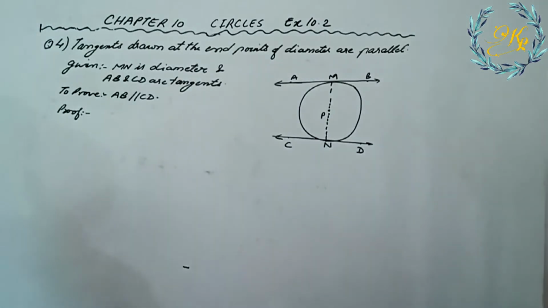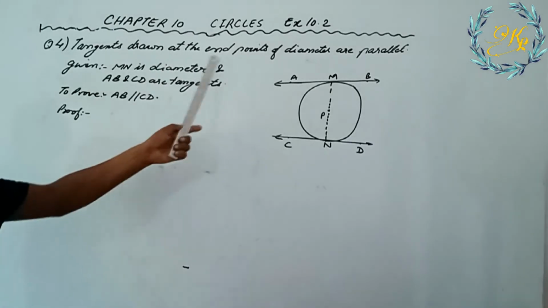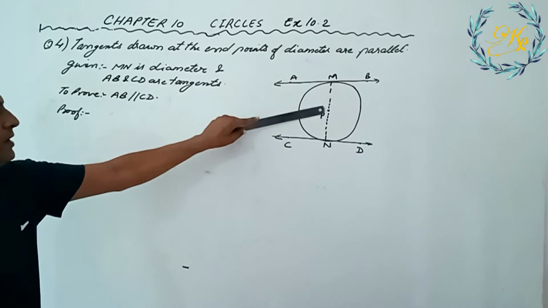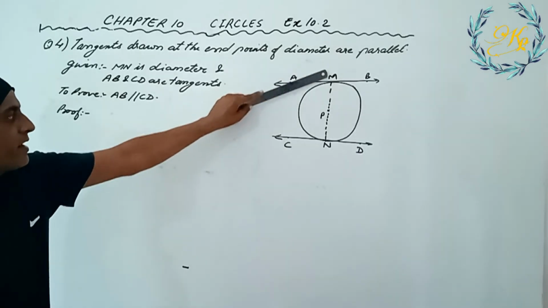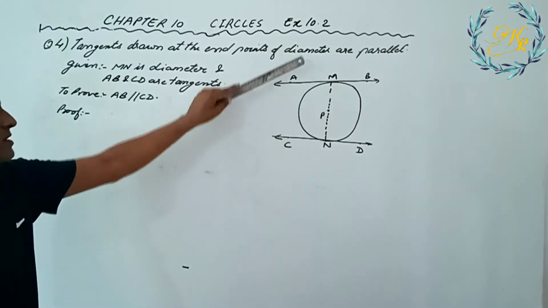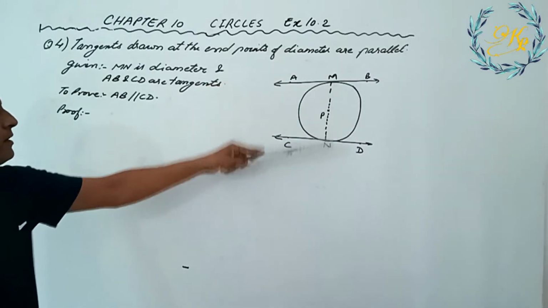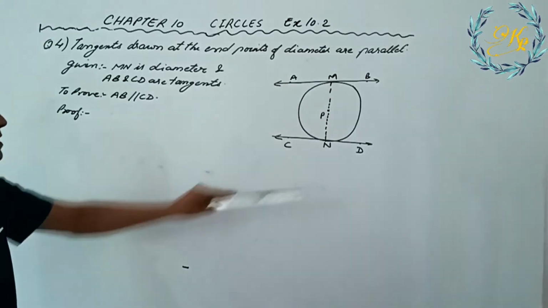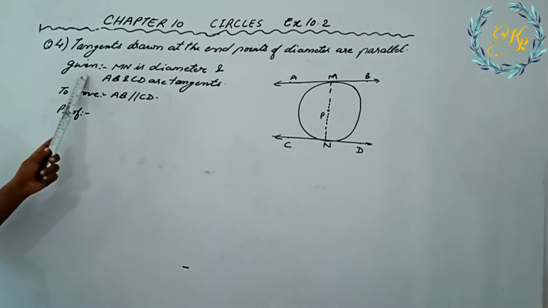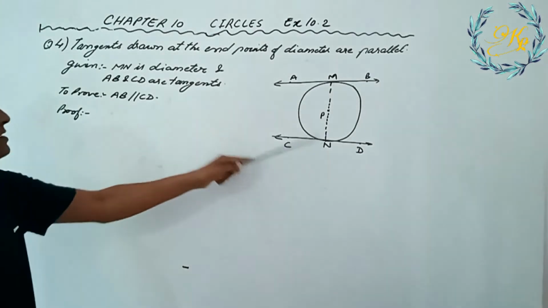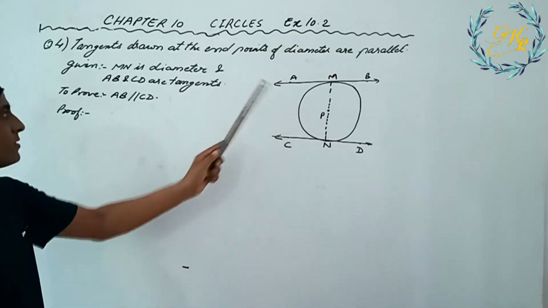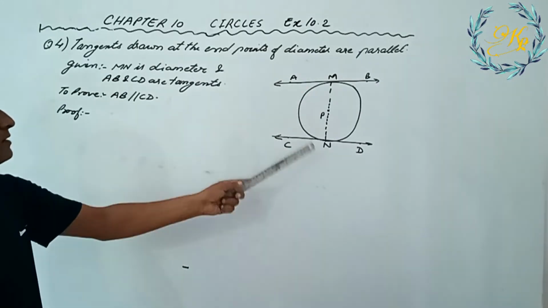In question number 4, we have to prove that tangents drawn at the end points of a diameter are parallel. You can see in the figure, there is a circle with center P. The diameter is touching at point M and point N. There are two tangents touching the circle at point M and point N. We will prove that these two tangents AB and CD are parallel to each other. So first, what is given to us? We are given that MN is the diameter and AB and CD are the tangents to a circle. We have to prove that these two tangents are parallel to each other.